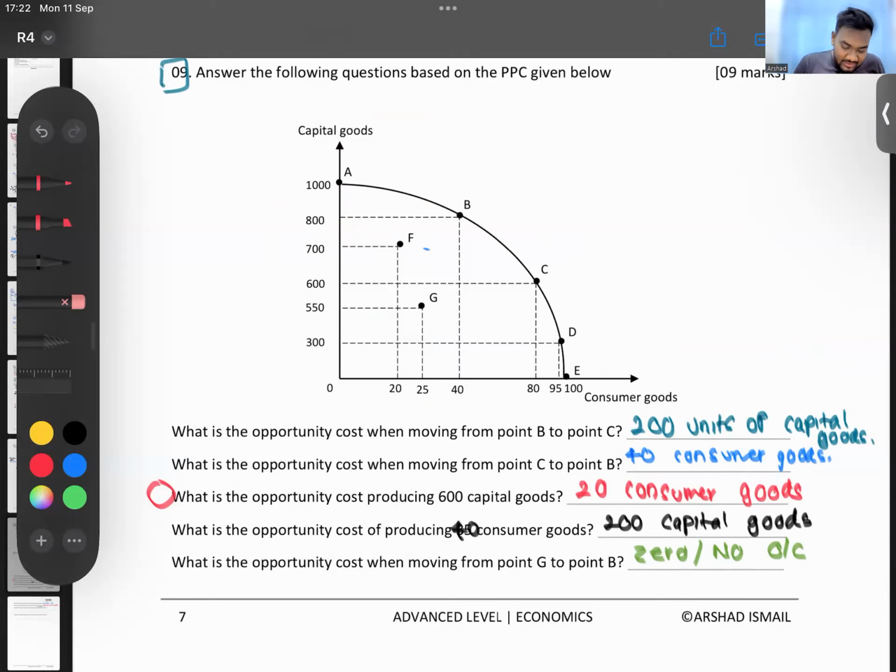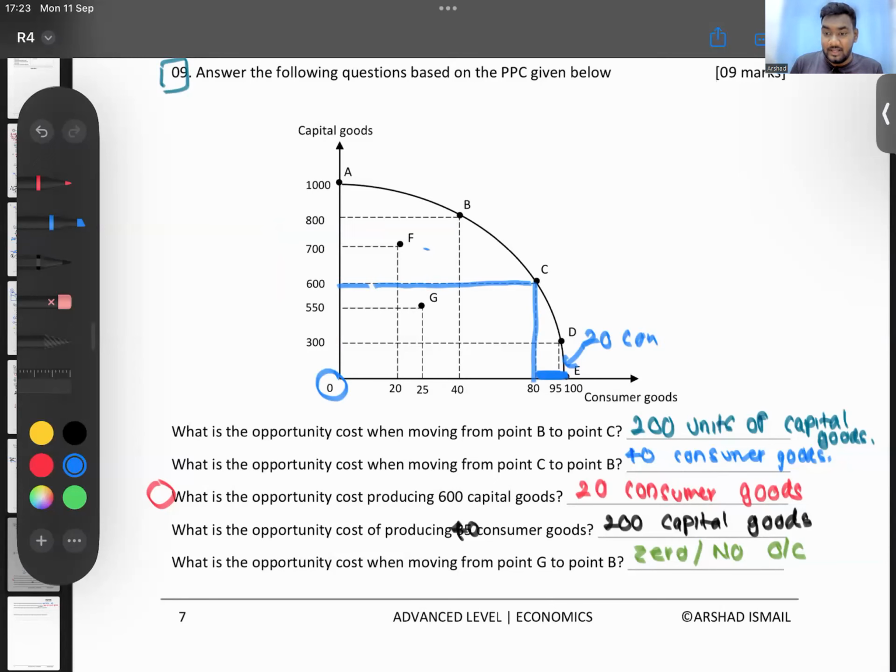Think, when you're producing 600 capital goods, you can only produce 80 consumer goods. So the 20 consumer goods over here, you have sacrificed, right? When you produce 0 capital goods, you can produce 100 consumer goods. But now, because you're producing 600 capital goods, you can only produce 80 consumer goods. So the 20 consumer goods, you have sacrificed. That is how that answer comes. The opportunity cost of producing 600 capital goods is the 20 consumer goods.